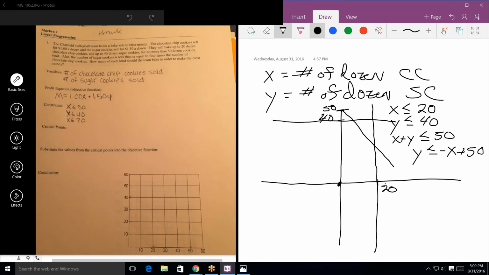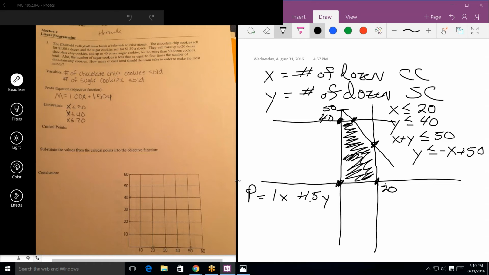And now my region of possible answers has been narrowed to there. And I have some vertices that I have to test. I have to test that one, that one, that one, that one, and this one. Although the one at the origin almost never is the maximum profit. So I'm going to put my profit function down here. It's equal to 1x plus 1.5y.